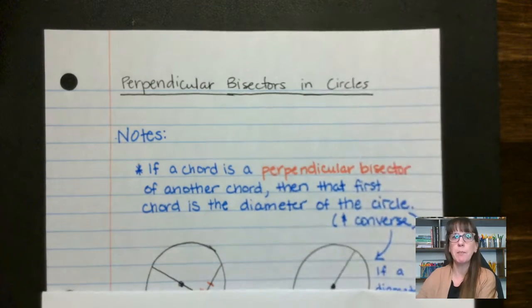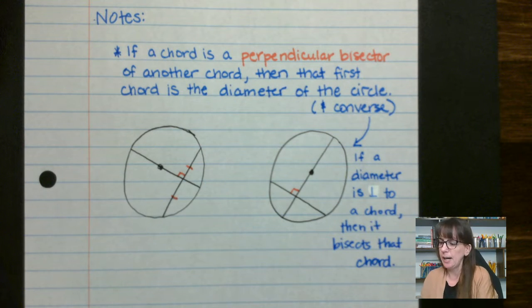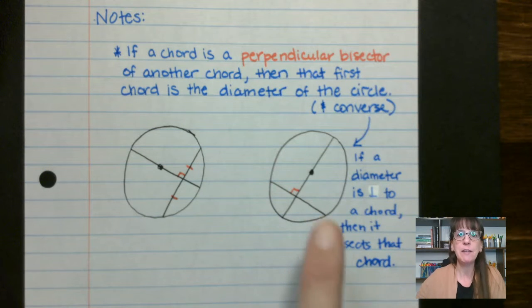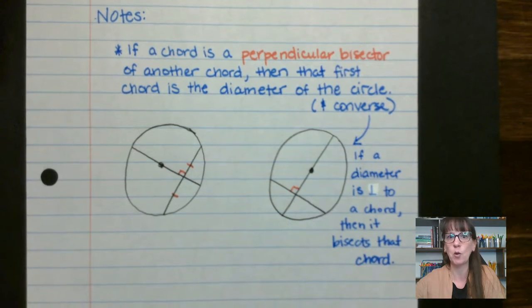If a chord is a perpendicular bisector to another chord, then that first chord is the diameter of the circle. Also, the converse of that: if a diameter is perpendicular to a chord, then it bisects that chord.